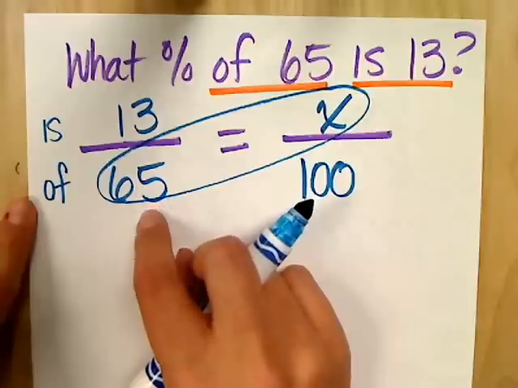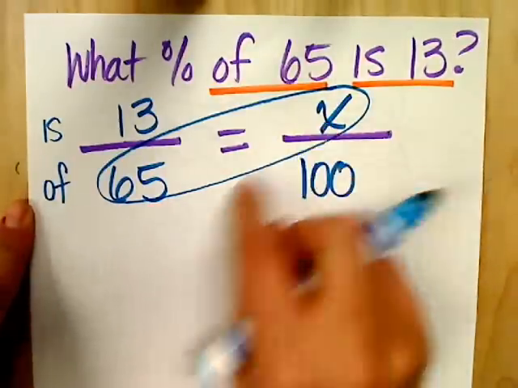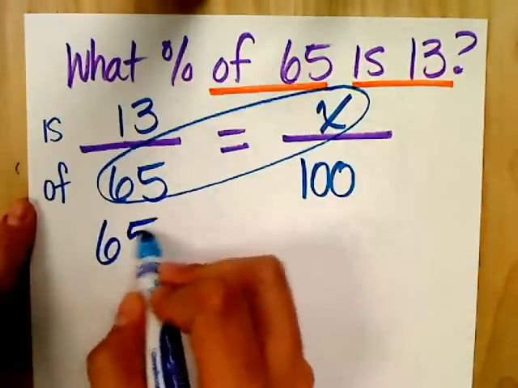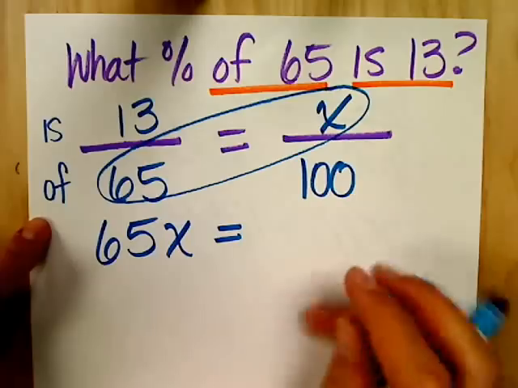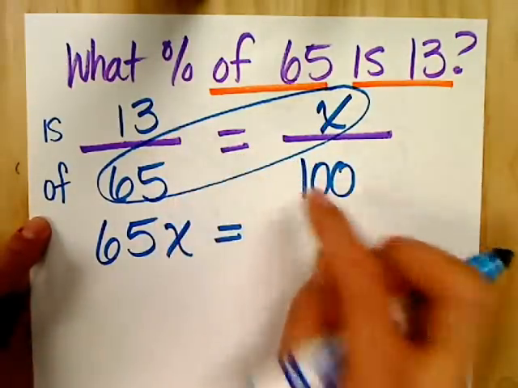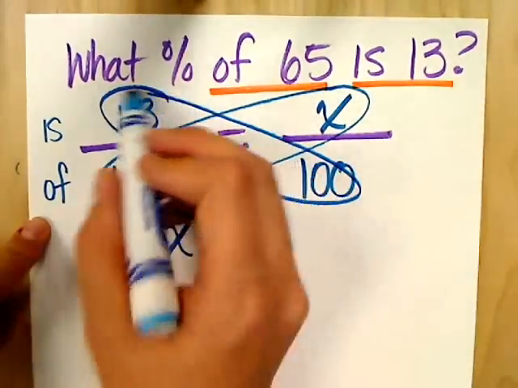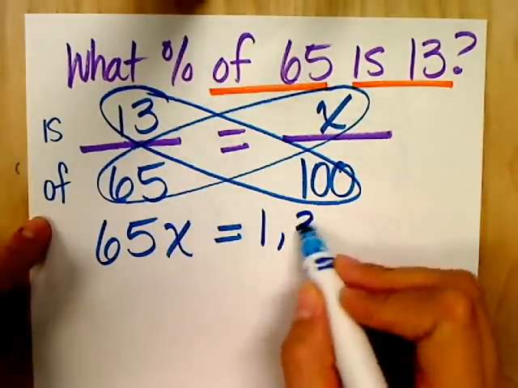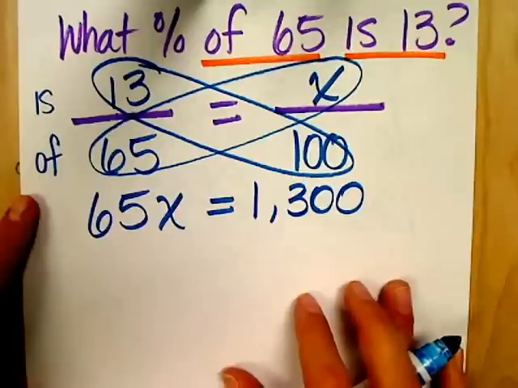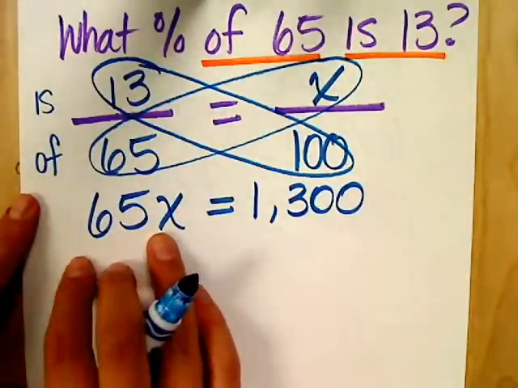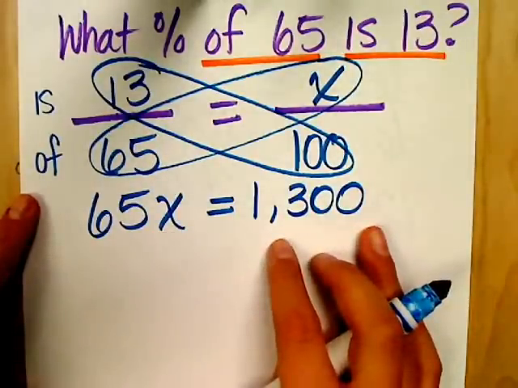Okay, hold on to it. 65 times x? 65x. Just 65x. And please make sure you're writing these steps, because this is what I want to see. Then 13 times 100? 1,300. And then I have this equation, 65x equals 1,300.